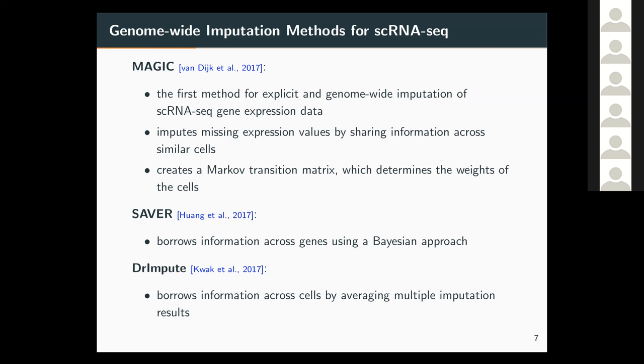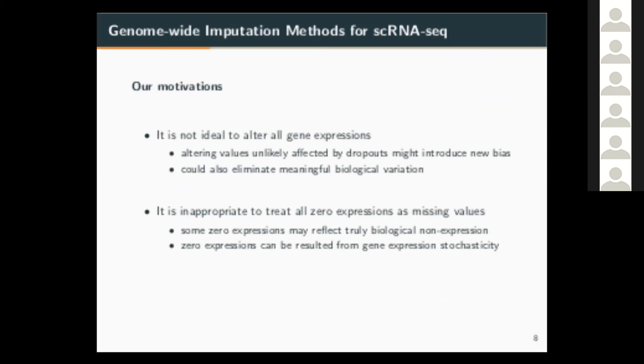And after we finish our manuscript, we also noticed two other methods. The one method called SAVER was developed by Dr. Nancy Zhang's group at UPenn, who gave a talk 2 months ago. And the SAVER method is a Bayesian method that borrows information across genes. And they try to estimate the gene expression level in individual cells as parameters. And another method called DrImpute, which is also on bioRxiv, it also borrows information across cells. But what they do is that they average multiple imputation results.